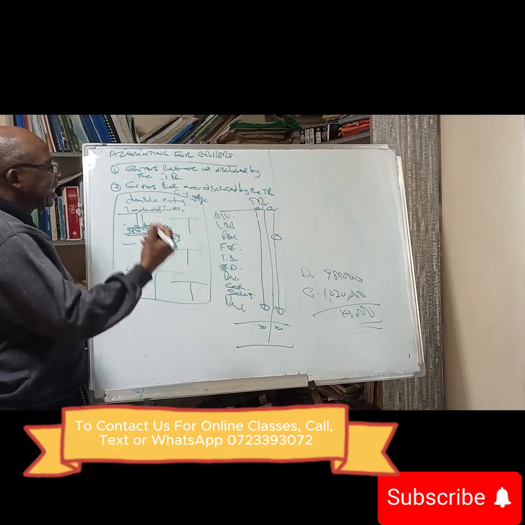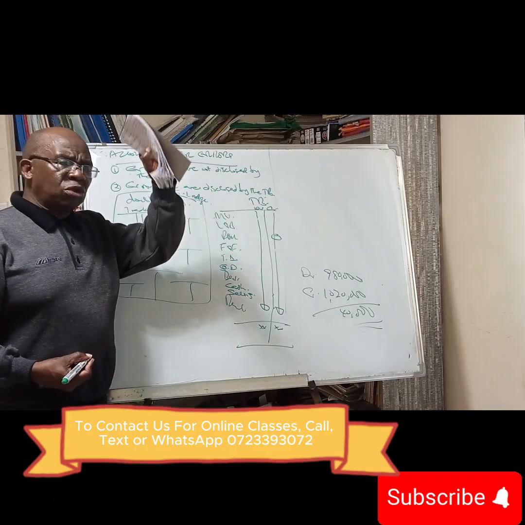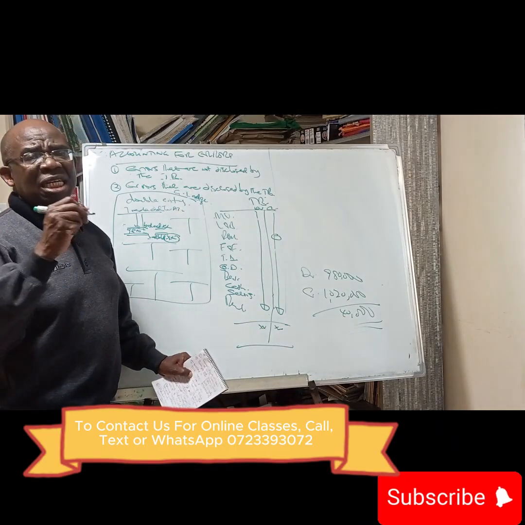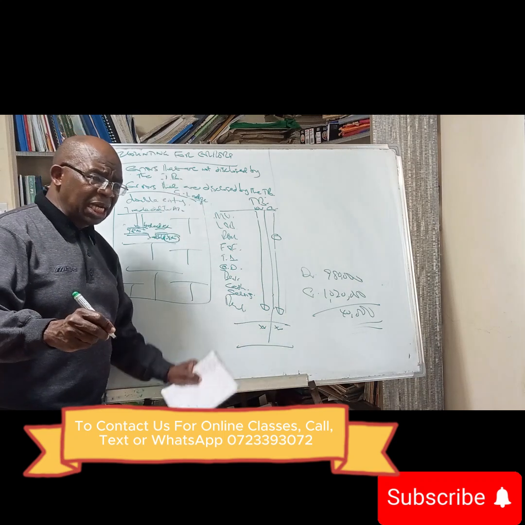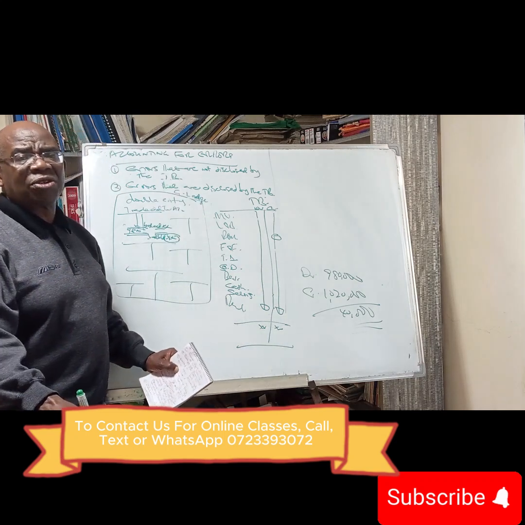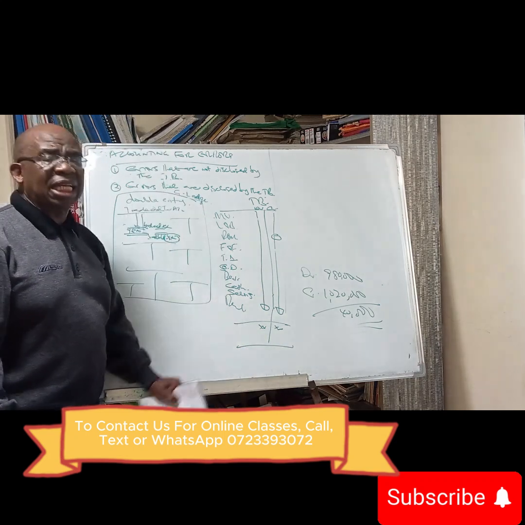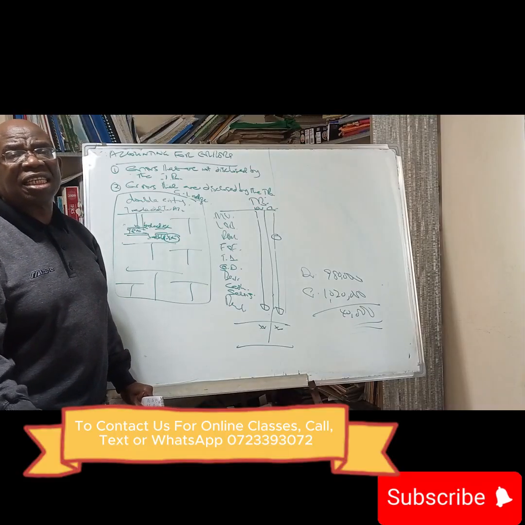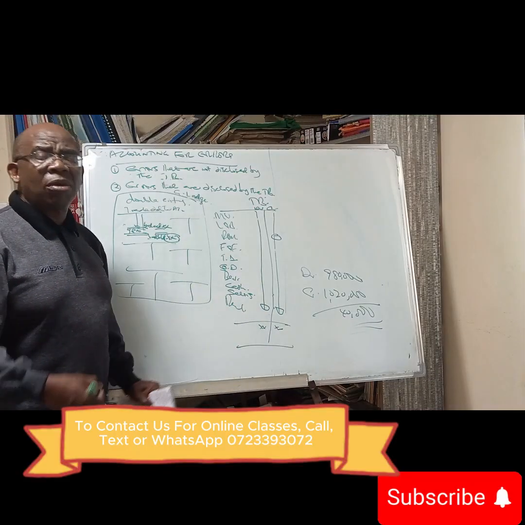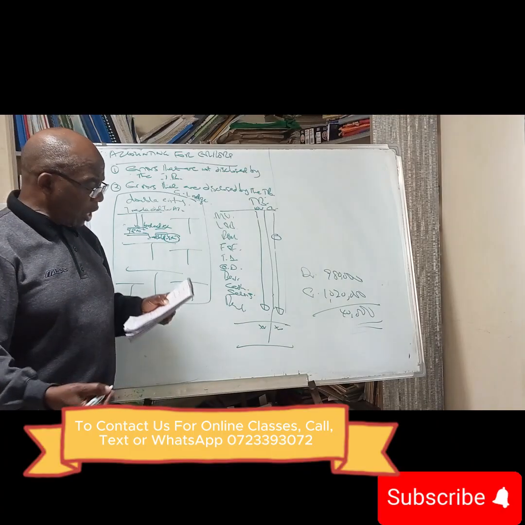For instance, credit sales. We're supposed to debit trade debtors and we credit sales. Imagine if we just debited trade debtors and we never credited sales. It means that the debits will be more than the credits.